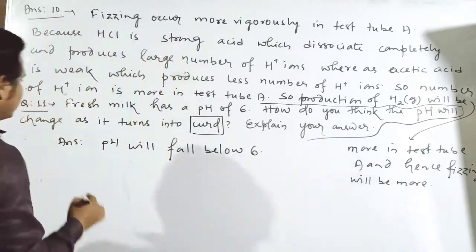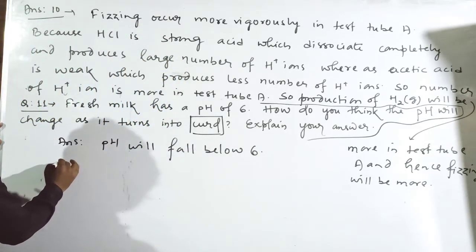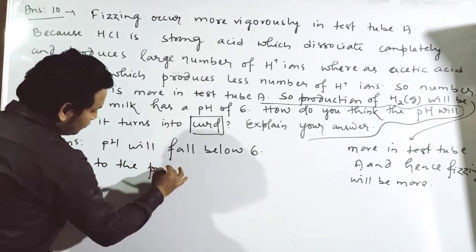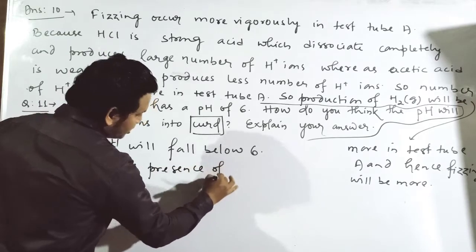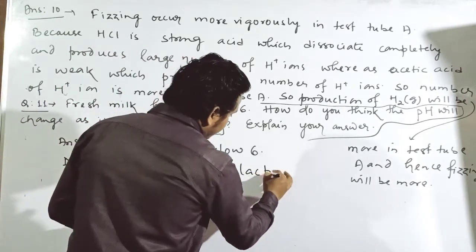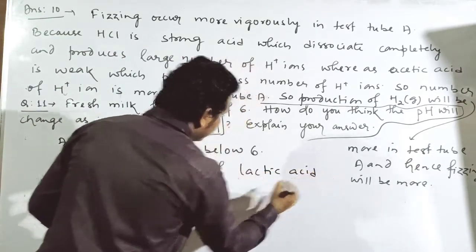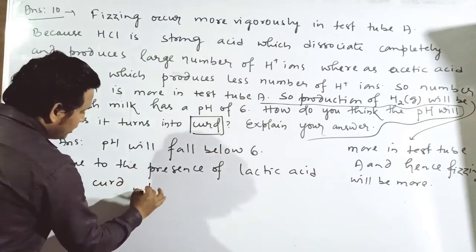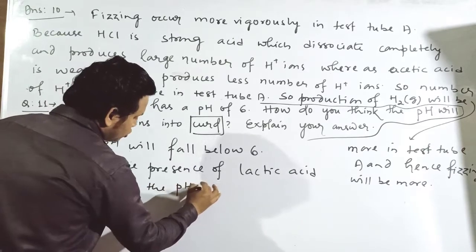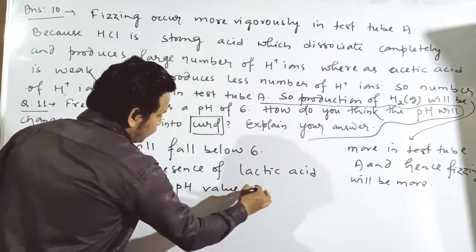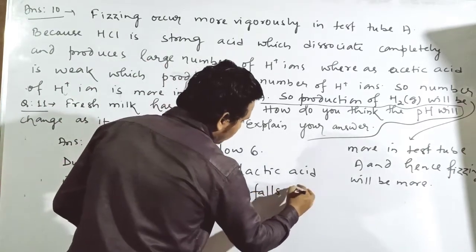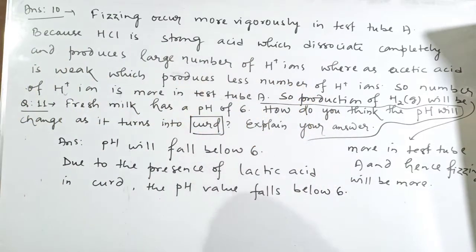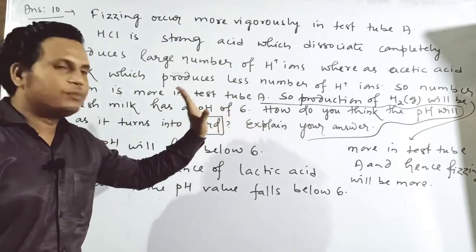So we can say that due to the presence of lactic acid in curd, the pH value falls below 6. Okay. So fresh milk has a pH of 6.